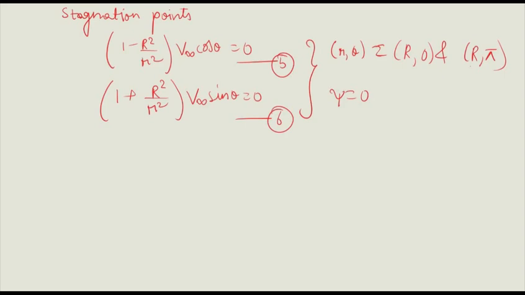Similarly, if I put the coordinates of A in equation 2, that will also give me psi equal to 0. So when I say that psi is equal to 0, what does that mean?